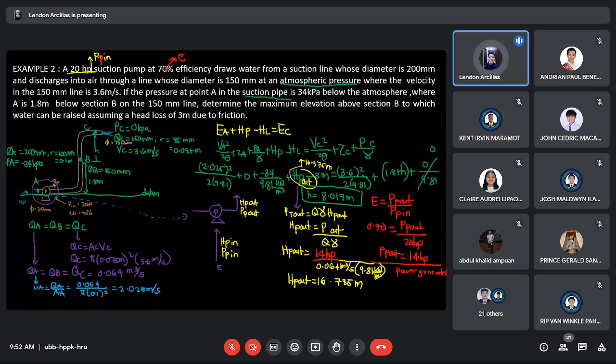Since the formula is AC times VC, the discharge at point C we find by multiplying the area of the circle with the diameter of point C, which is 0.075 meters squared, times the 3.6 velocity. So QA, QB, and QC are equal. All the Q is equal for this type of flow. So we get QA. QA is 0.064, equal to all the Q.